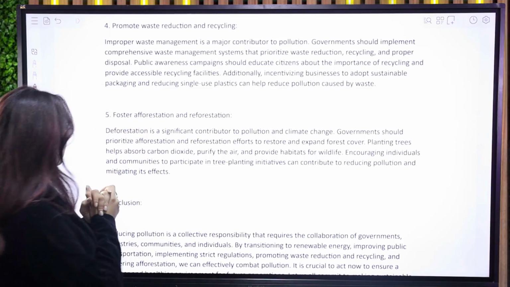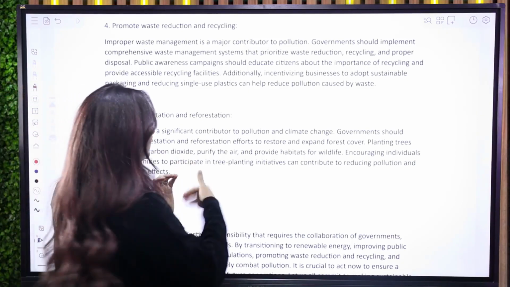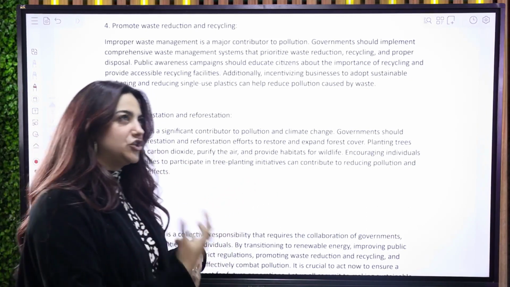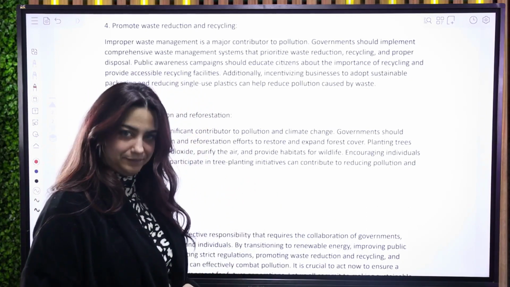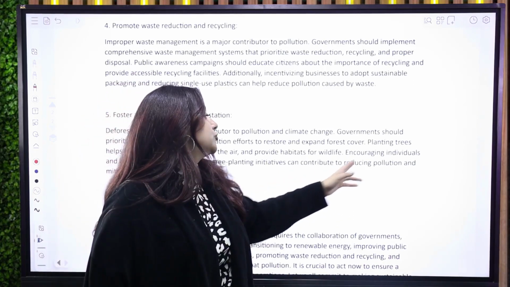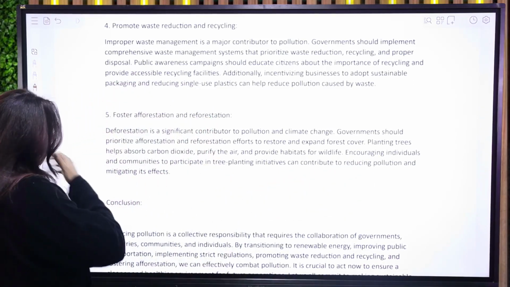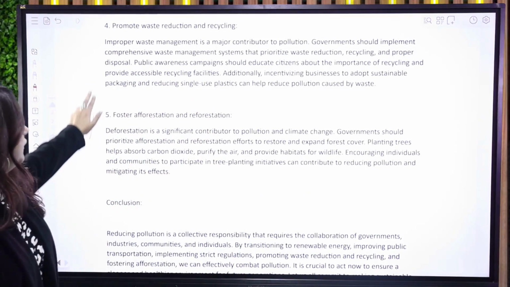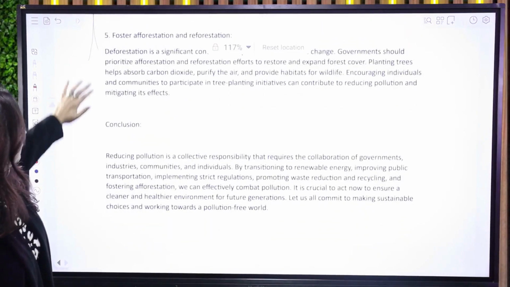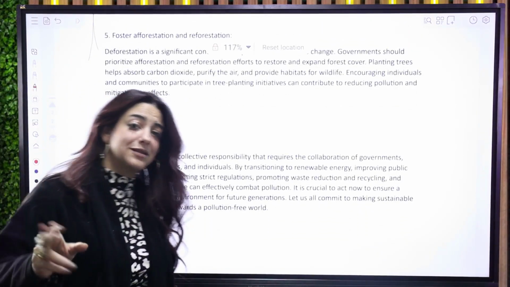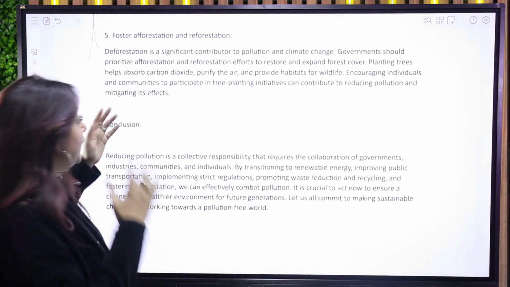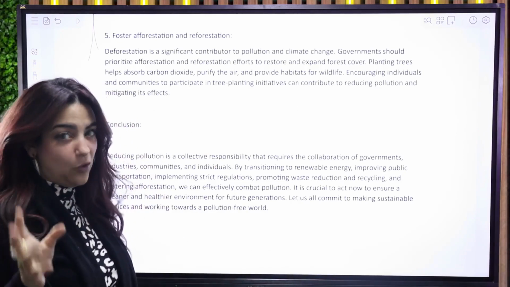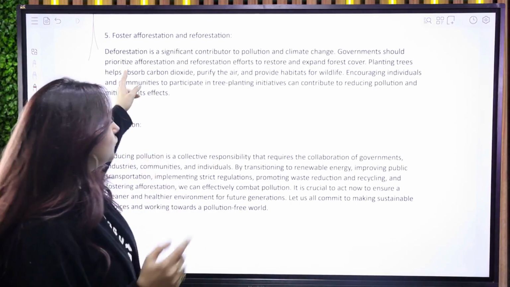Encouraging individuals and communities to participate in tree planting initiatives. Initiatives means like, okay, the process through which you start doing something by yourself. Initiatives can contribute to reducing pollution and mitigating its effects, okay? So here you go. We finished this final point, which is one of the most important points. And I don't think that you understood it in an incorrect way, because I know that you're fully focused now, and I know that you're not going to do the essay like that.